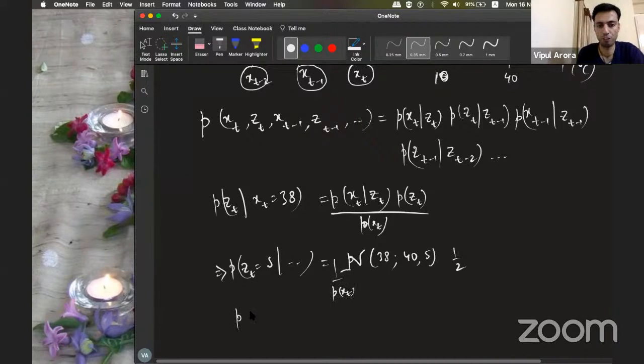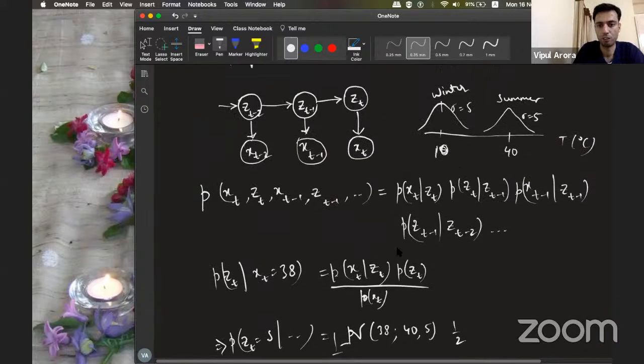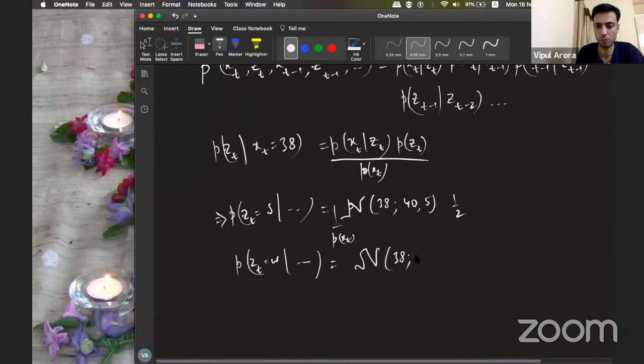And similarly, p of zt equal to winters given xt is 38 is equal to normal 38 given, now for winters the mean is 10 comma 5, and let's say the prior probability is just 1/2, divided by p of xt. Which one is the larger value?